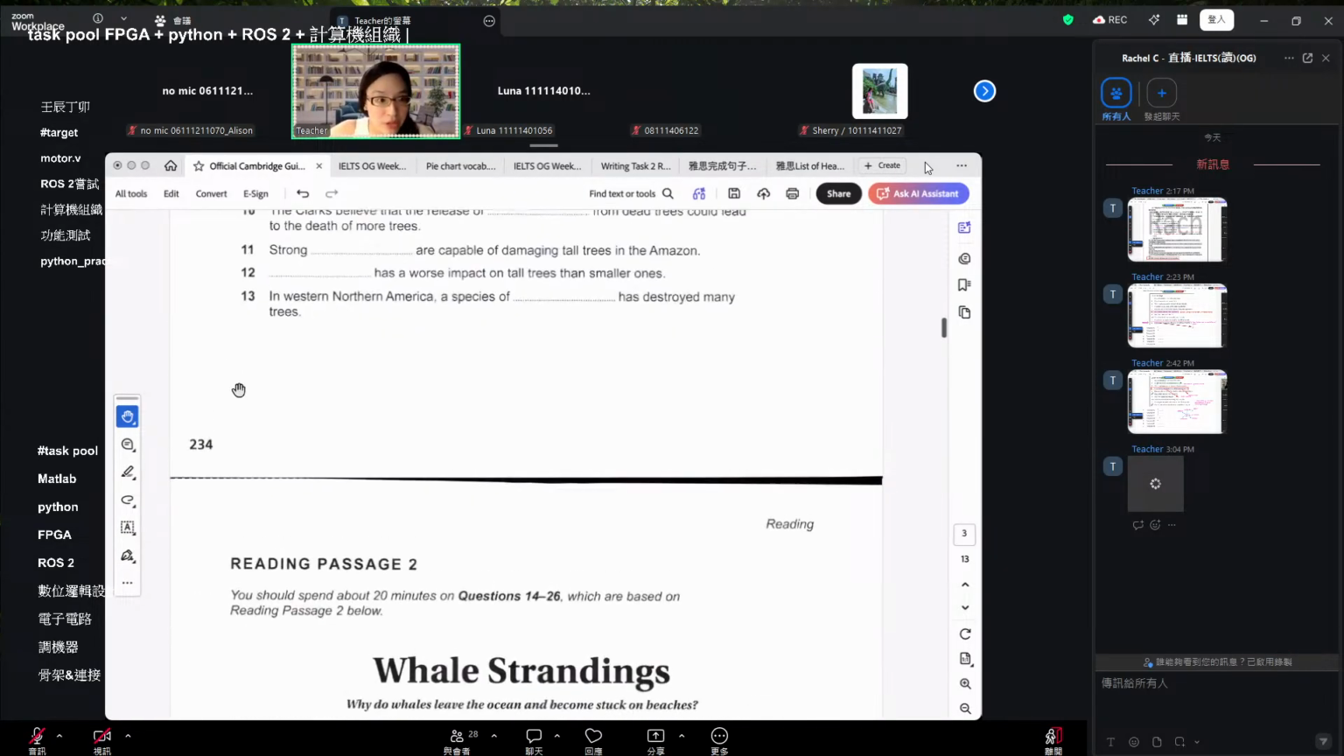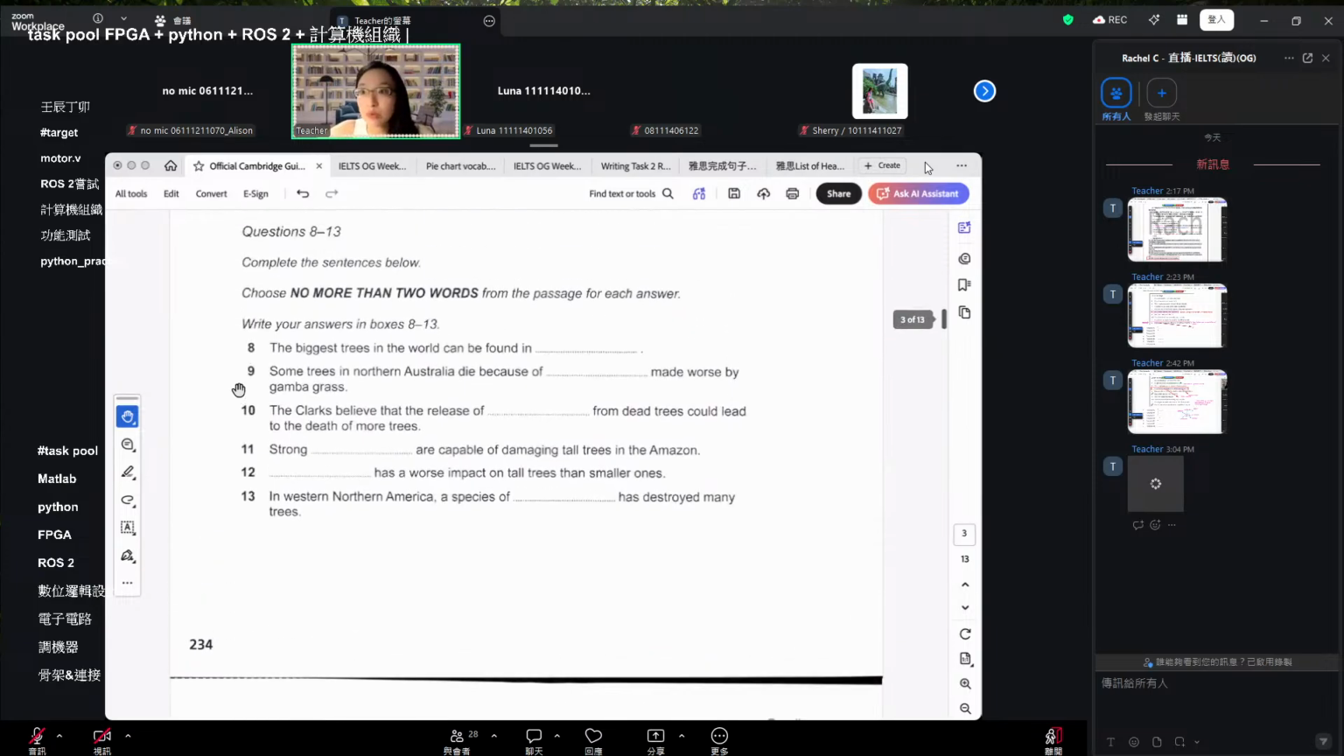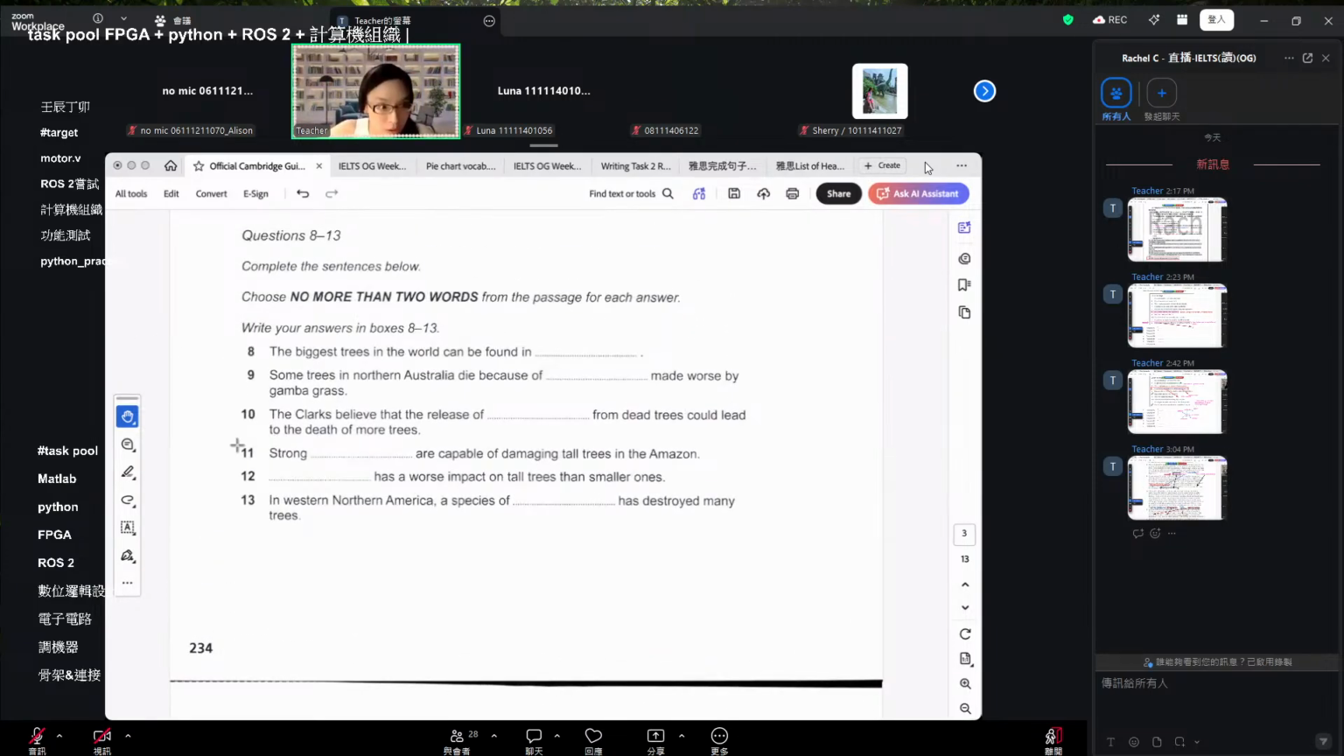Now, if we were to get to question 11, 12, and 13, what time is it? 3:04. Question 11, 12, 13: strong something are capable of damaging tall trees in the Amazon. Well, we just finished the parts about the Amazon, so it should be something like the very strong. We read about the strong that can snap the trees in half. That was in paragraph F.